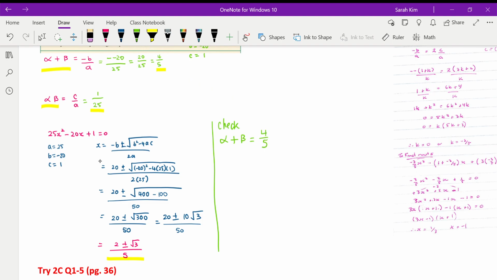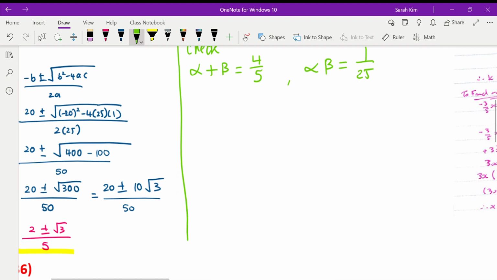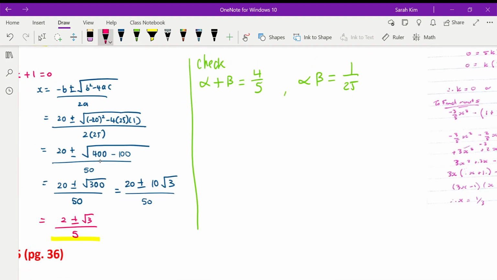Then we're going to check that when I times the two roots together, I get 1 over 25. That's what we're going to check using the roots that we have found today. So alpha plus beta, you can label it whatever you want. This is what I need to do on my calculator: add these two together and double check that this is what I get. So that is what you're checking. I get 4 over 5. All right, wonderful.